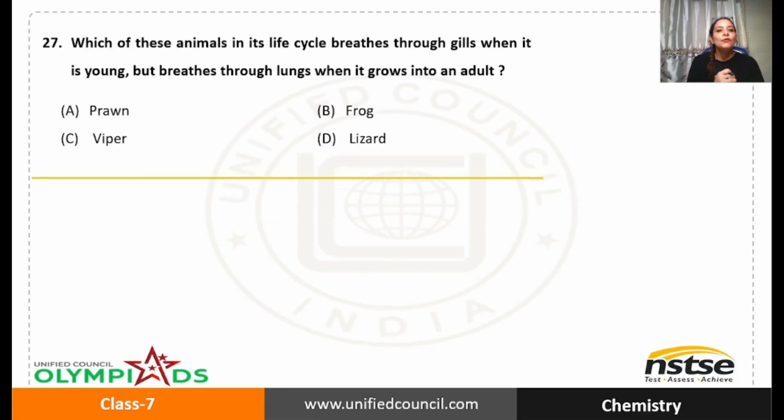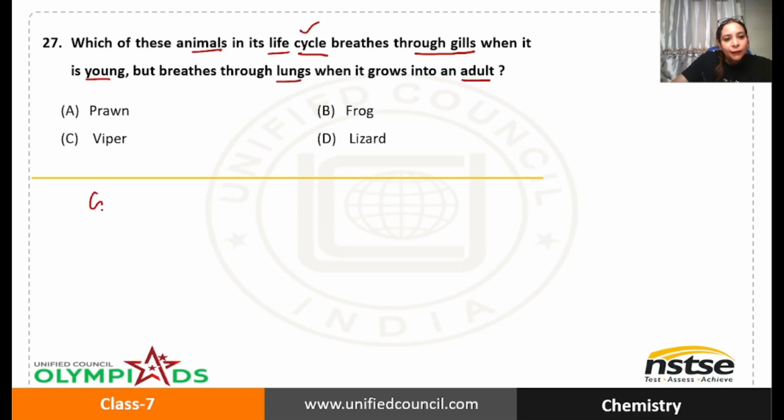Okay, next question. Which of these animals in its life cycle breathes through gills when it is young, but breathes through lungs when it grows into an adult? Now let me tell you, when we are talking about a life cycle, basically we are talking about all the stages involving the transformation of a larva into an adult. So here we need to know about the animal. The clue is that this particular animal breathes through gills when it is young, but as it grows into an adult, it breathes through lungs.